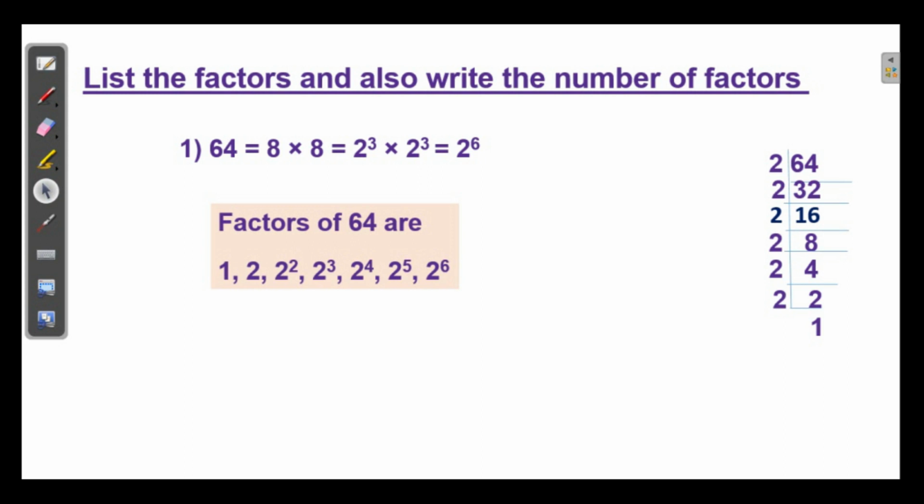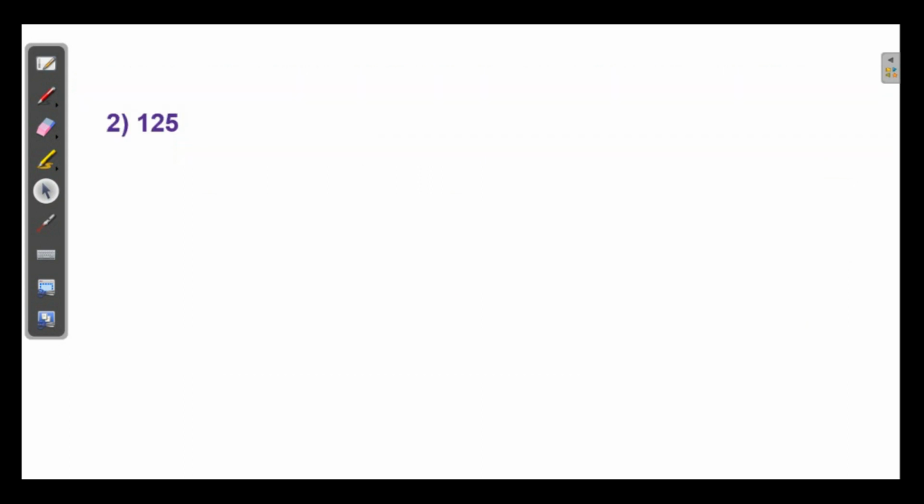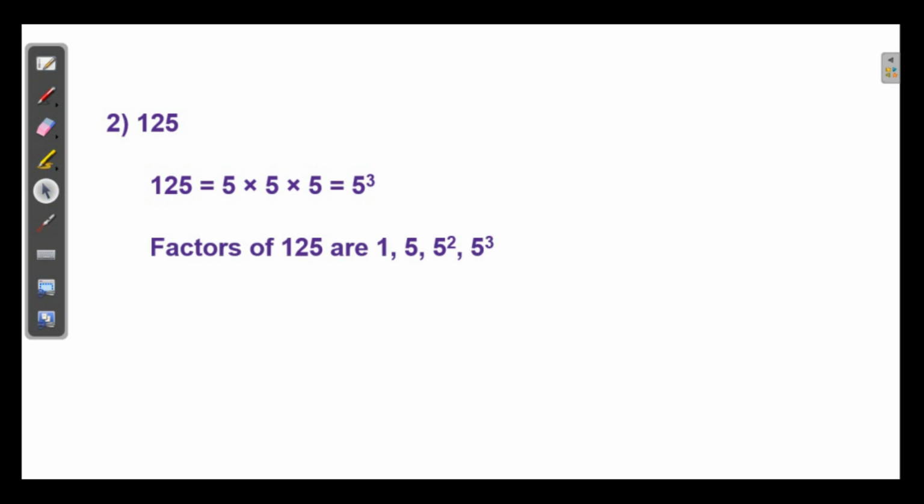Which are the factors of 2 raised to 6? The first factor is 1. For every number, the first factor is 1. Then 1, 2, 2 square, 2 cube, 2 raised to 4, 2 raised to 5 and 2 raised to 6. How many factors are there? 7 factors. Next, 125. We can write it as 5 cubed. Then which are the factors of 5 cubed? 1, 5, 5 square, 5 cube. Number of factors: 4.